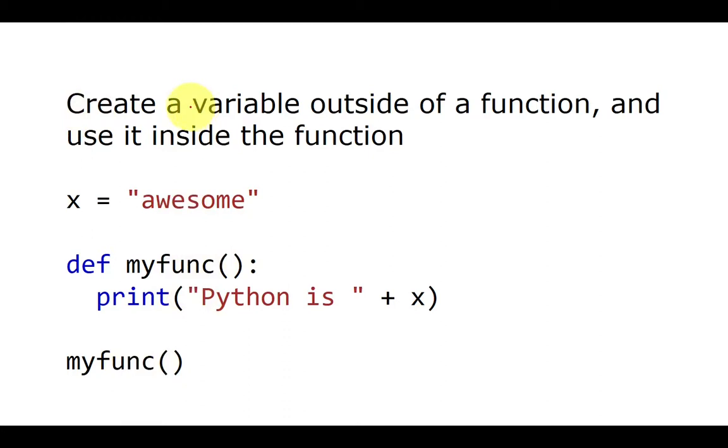So it says create a variable outside of a function and use it inside the function. So this variable has been created outside of this function, and we're going to use it inside it. So we take the x, and we put it right here. You can see the plus right here. Then once we run it, we'll get Python is awesome. And this is for the function. In case you're creating a function, this is what you're going to use, def, and this is the function name right here.